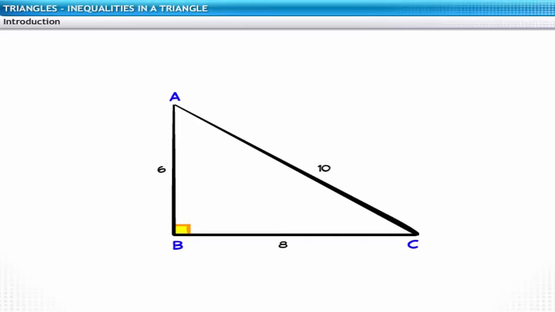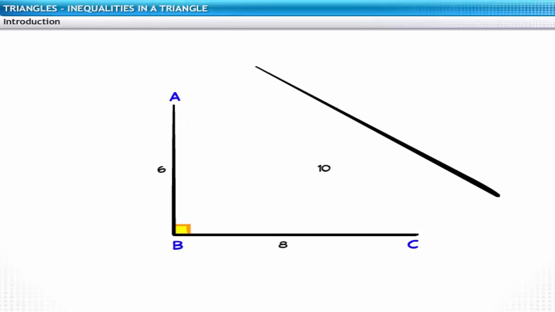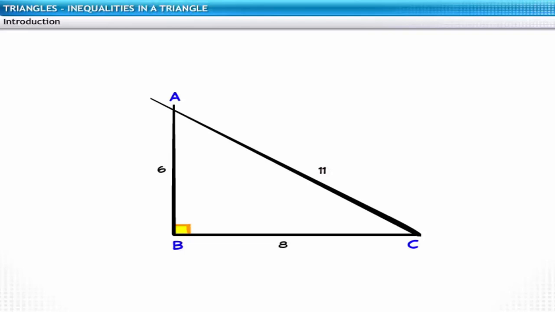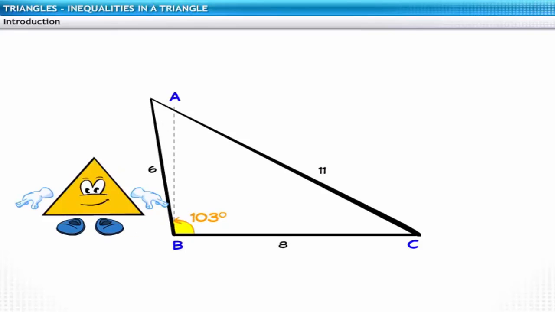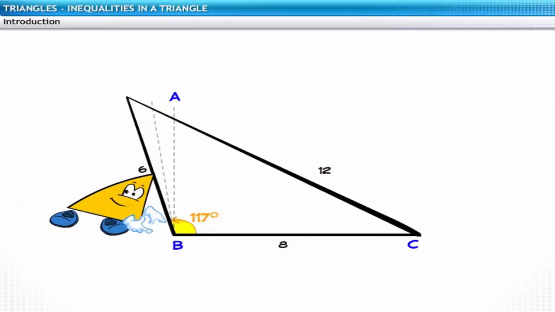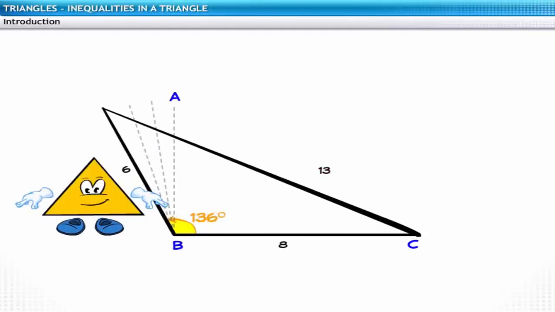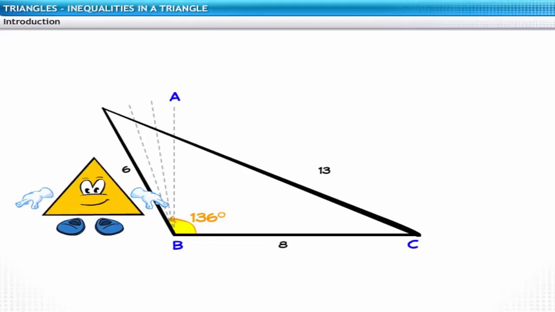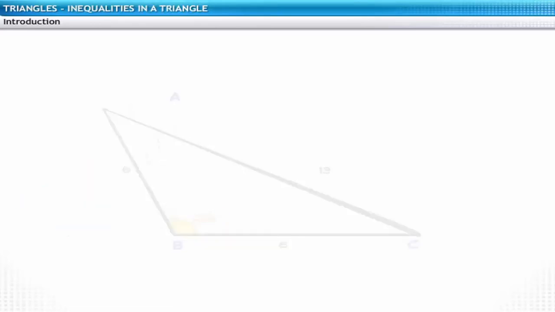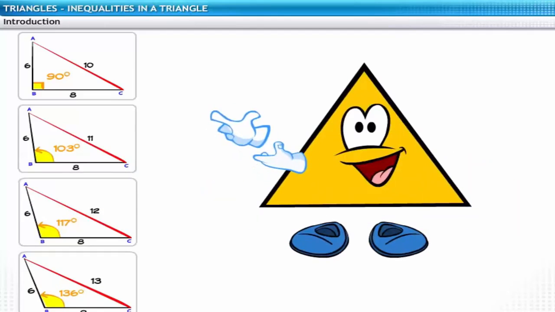Let's experiment using this triangle. The 10-unit stick is replaced with 11-unit stick. Observe angle B. Let's repeat the experiment for a 12-unit stick and a 13-unit stick. What can we observe here? As we keep on increasing the length of the stick, the angle opposite to the stick increases proportionately. Now let's have a recap. So can we say that the measure of the angle varies according to the side opposite to it?